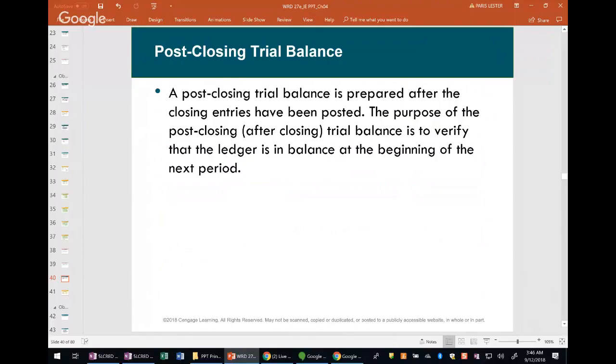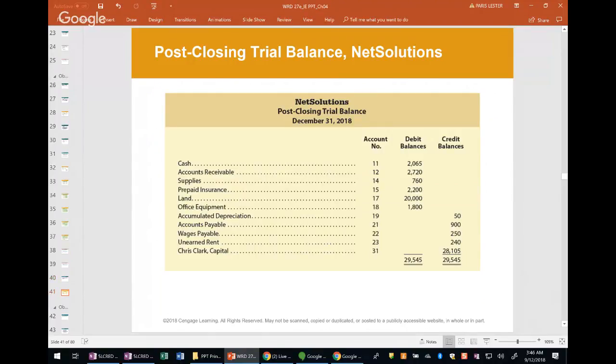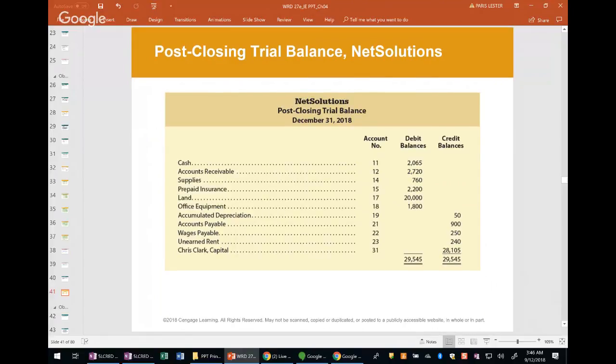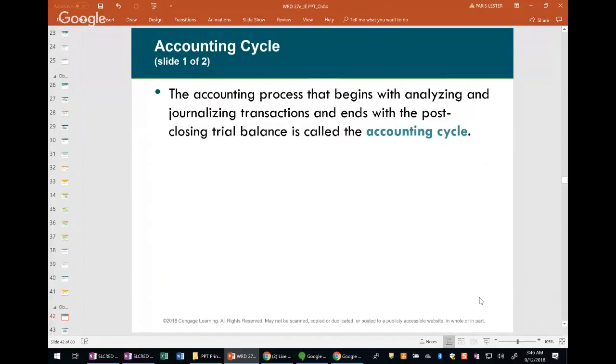There is a post-closing trial balance. There'll be no revenue, expense, or drawing on it because we closed them out. So it will have your balance sheet accounts on it. That's what you start the next accounting period with. So post-closing trial balance is the last step. Accounting cycle ends.